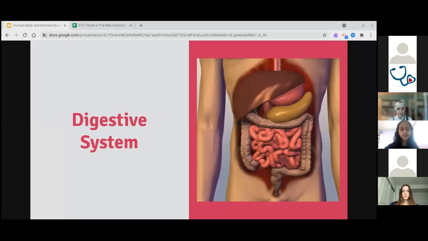The digestive system includes the mouth, pharynx, esophagus, stomach, small intestine, large intestine, rectum, and anus. It also includes the salivary glands, liver, gallbladder, and pancreas, which make digestive juices and enzymes that help the body digest food and liquids.